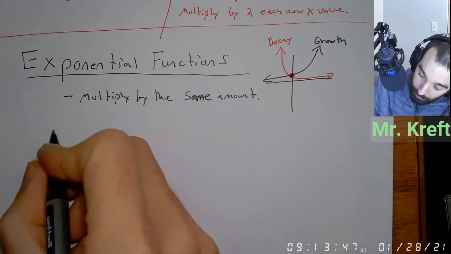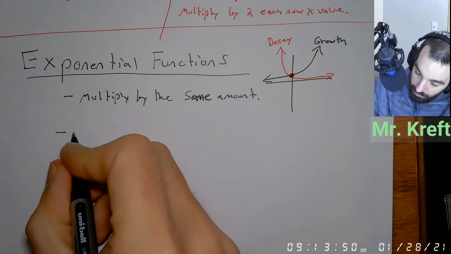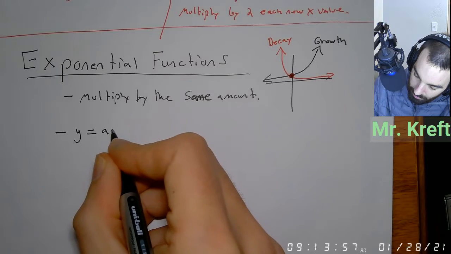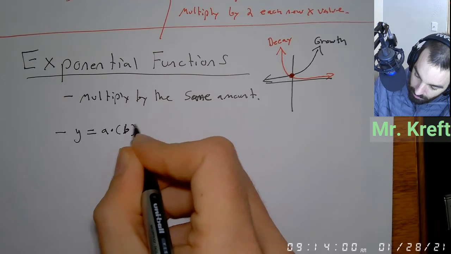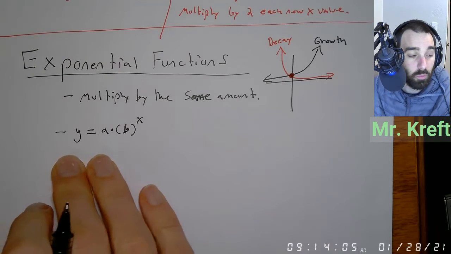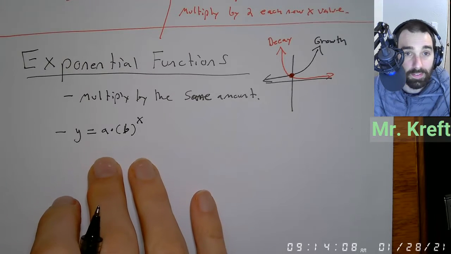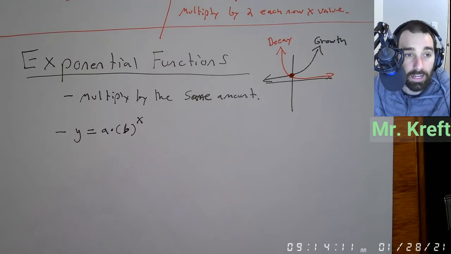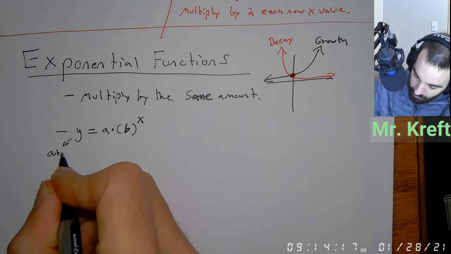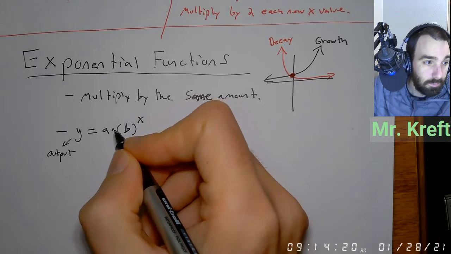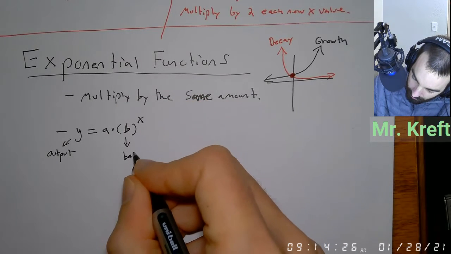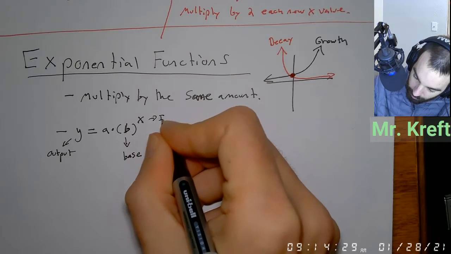Now, the equation that we have for exponentials, our base one, is just y equals a times b to the x. Next class we're going to add a little bit more to this, but for right now this is where we're at. We've labeled this before: y is my output, b is my base, x is my input.